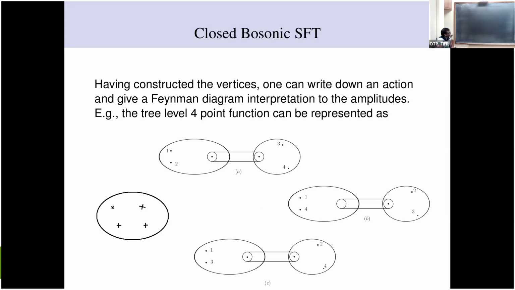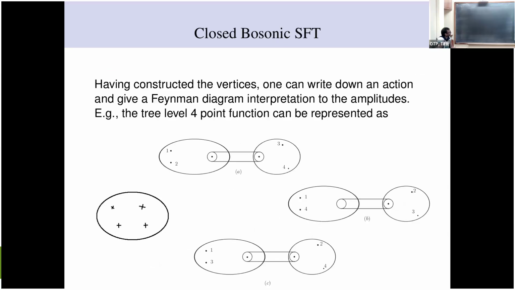So with these vertices, suppose you want to compute the 4-point amplitude. It will be represented in the usual way, like we represent Feynman diagrams. There will be a contribution which comes from this elementary vertex with 4 punctures. This has no degeneration, and then there are 3 channels obtained by gluing a sphere with 3 punctures by a propagator.